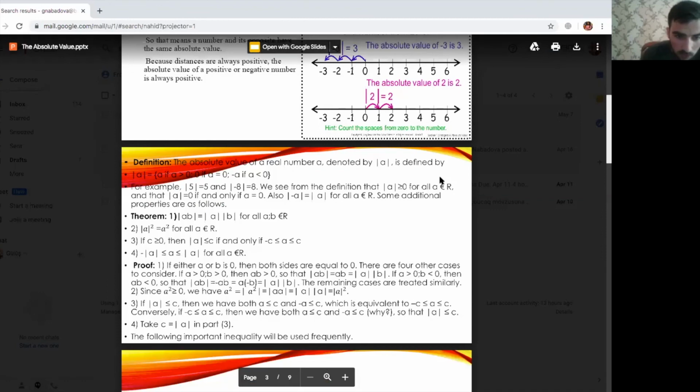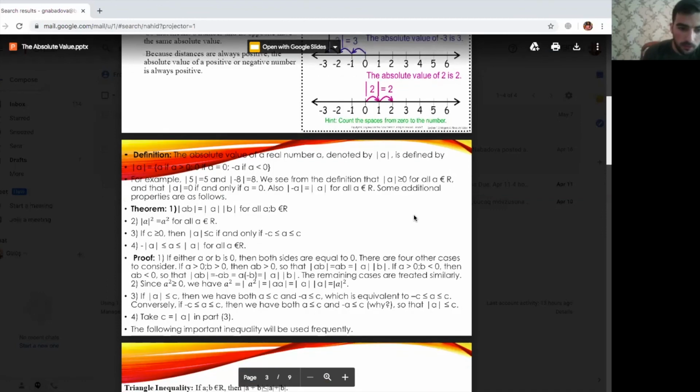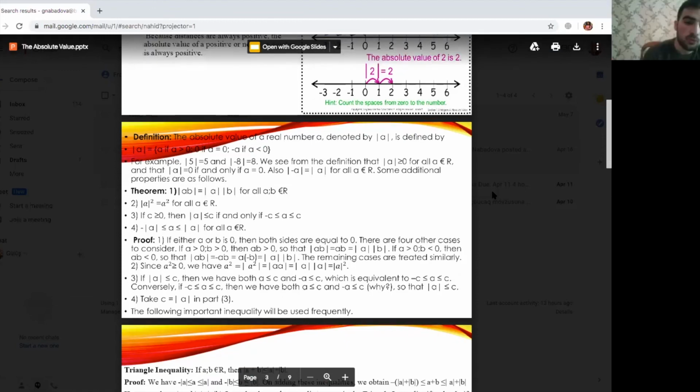The absolute value of a real number A, denoted by |A|, is defined by: |A| is equal to A if A is greater than 0; |A| is equal to 0 if A is equal to 0; or |A| is equal to -A if A is a negative number.